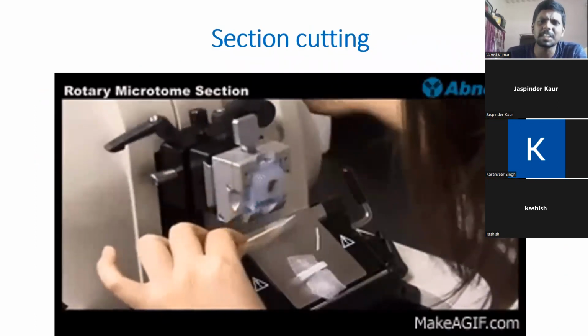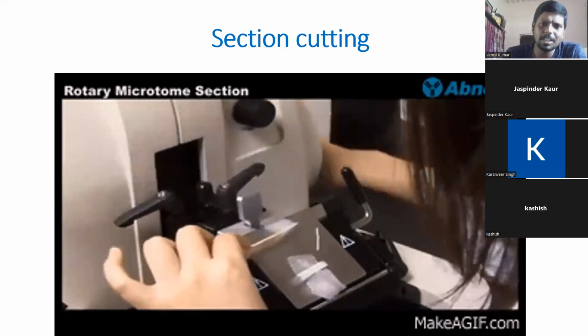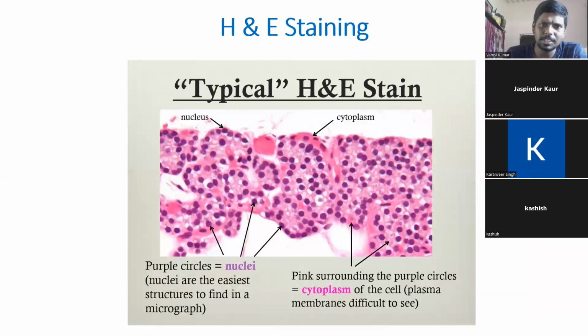There are certain tricks that we need to follow. The section should not be curled. There are many things that we need to mind during section cutting. Ultimately, we will get the H&E stain. After H&E staining, we can see the cells clearly under the microscope.